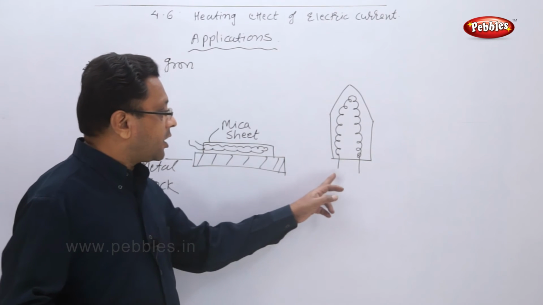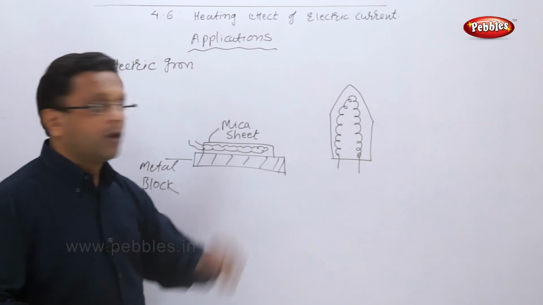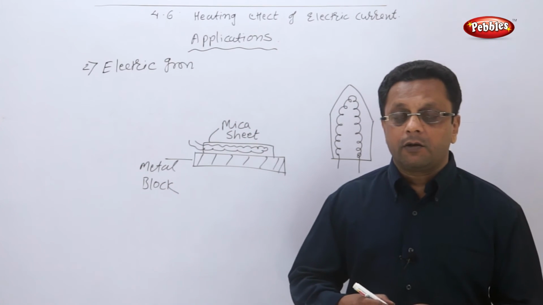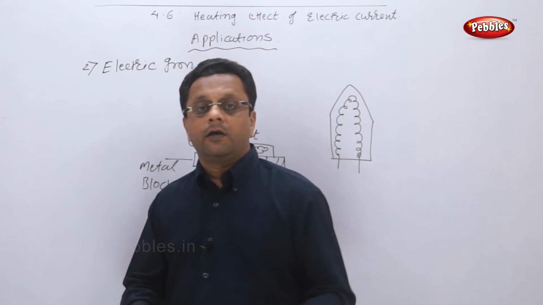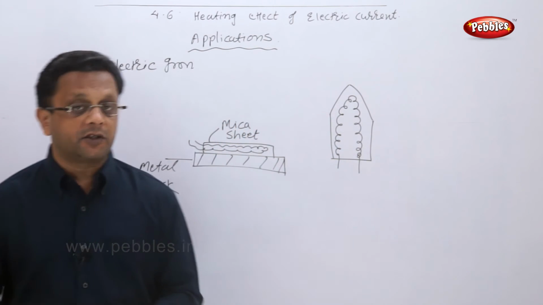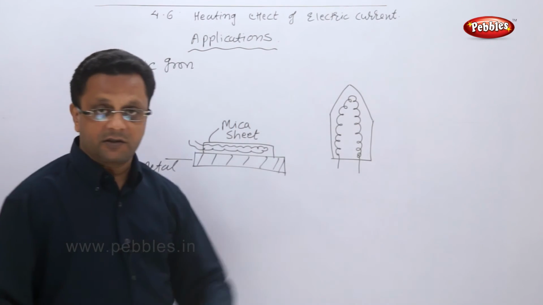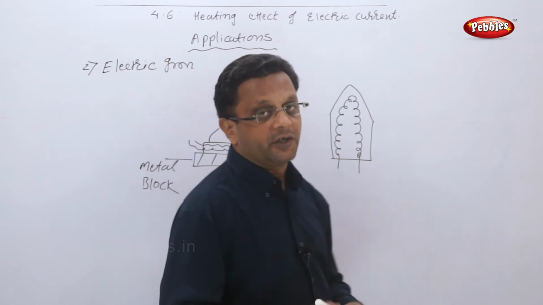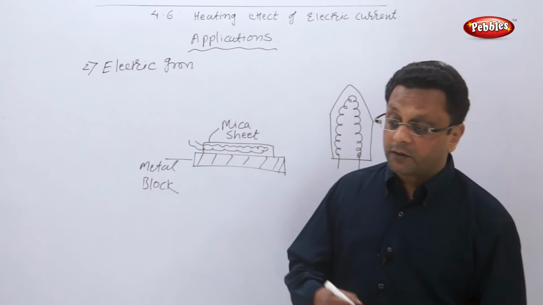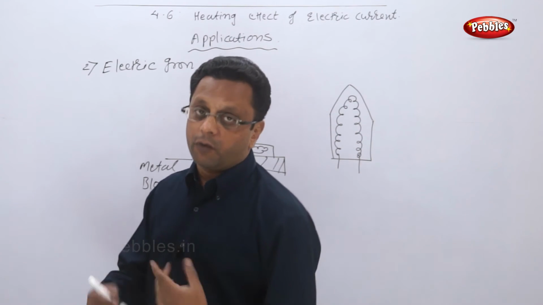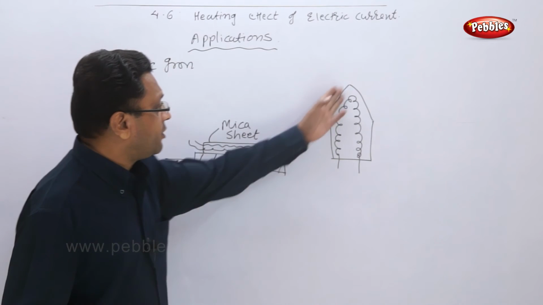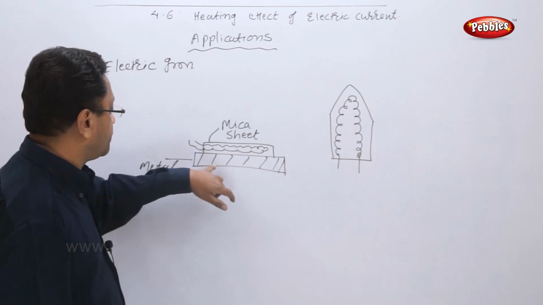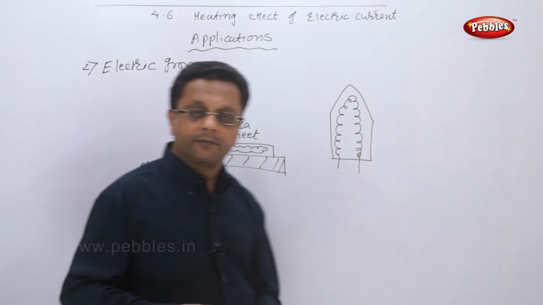Whenever the current passes through this coil, now this coil is of a metal of very high resistance. You know that the heat generated is directly proportional to the resistance. Now whenever this resistance is there and electric current is passing, heat is generated. Of course it depends on the strength of the electric current or the voltage, but whenever this heat is generated, this heat is passed to the metallic block.